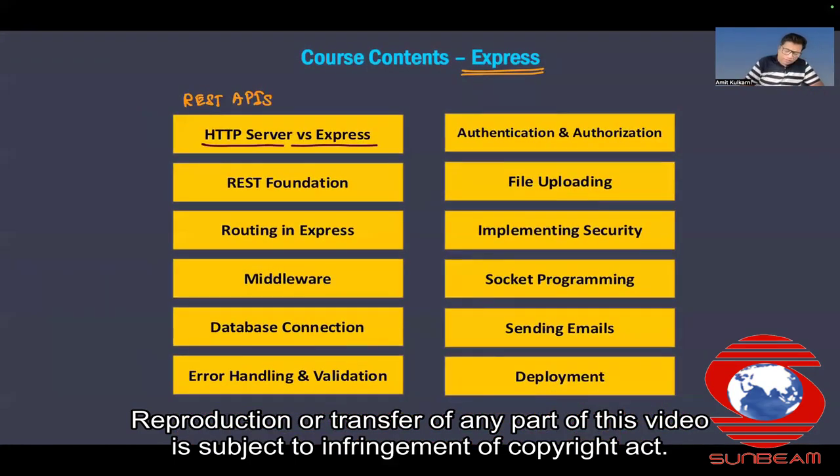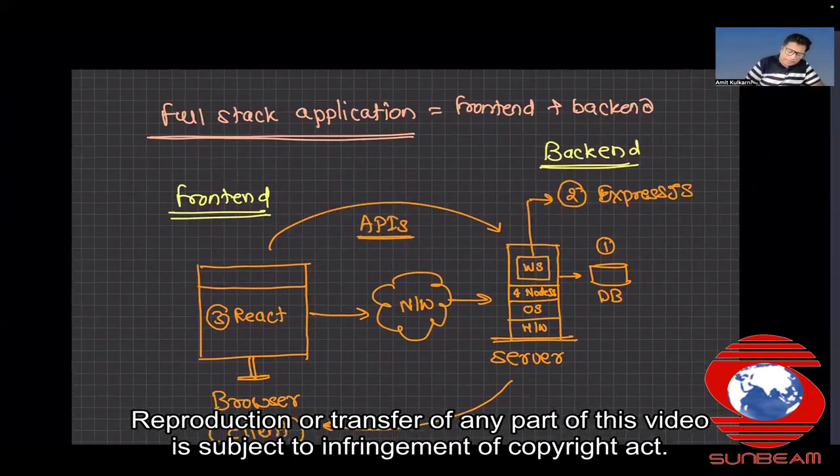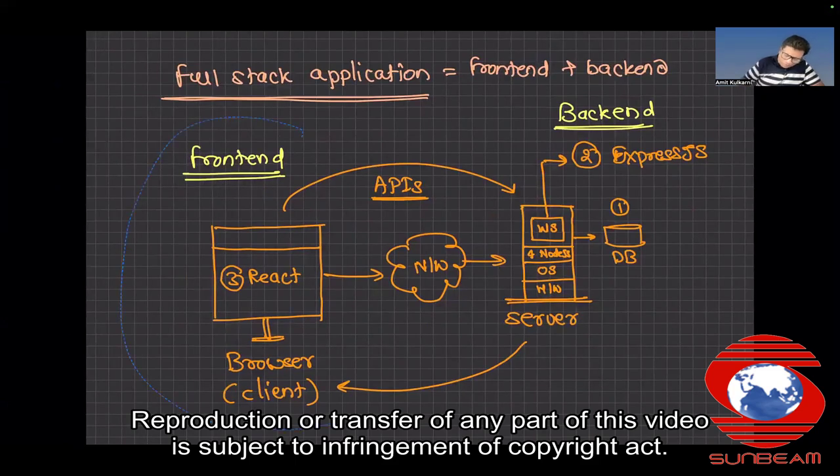Now, in the diagram, I said that whenever you are working on a browser, let's say you are using Amazon.com, for example. If you are looking at the images or the products or their information, this information is coming from the server. Now, how are you getting the data from the server? It is done by calling APIs. So this is where the APIs come into the picture.